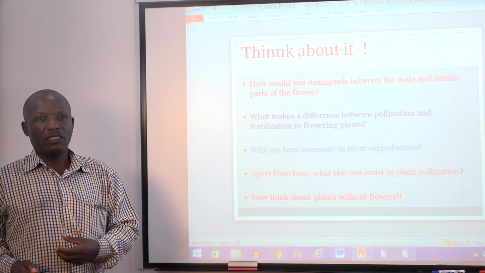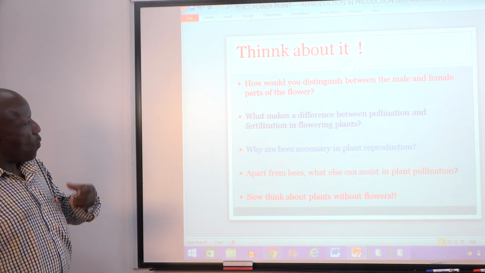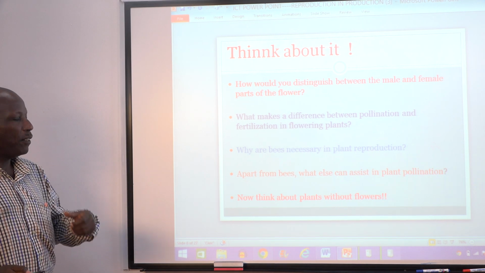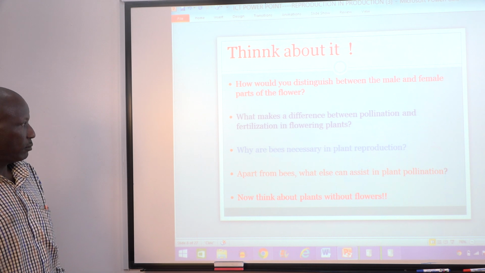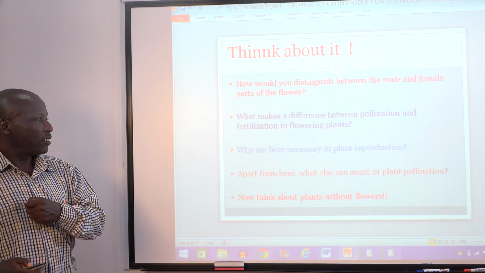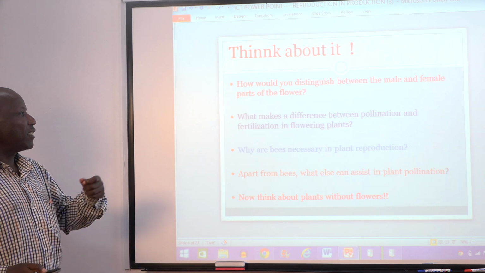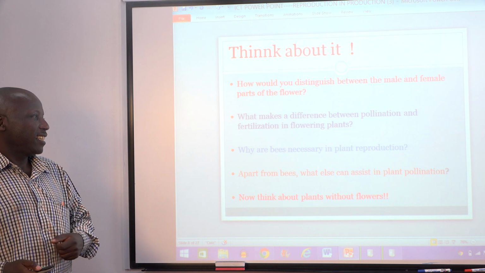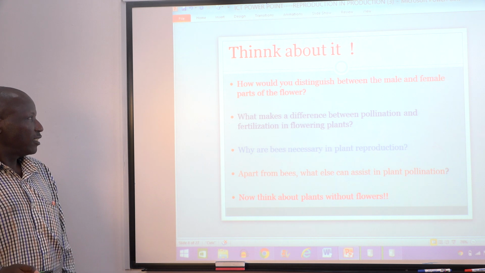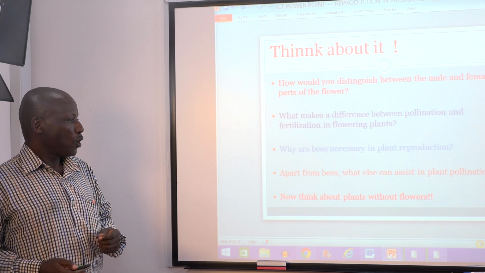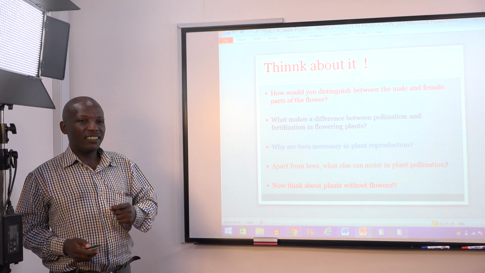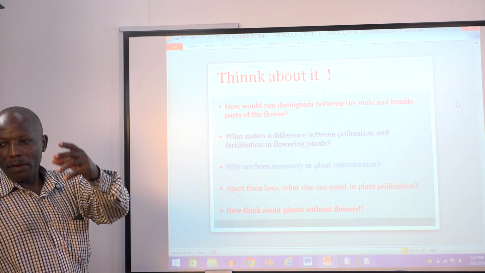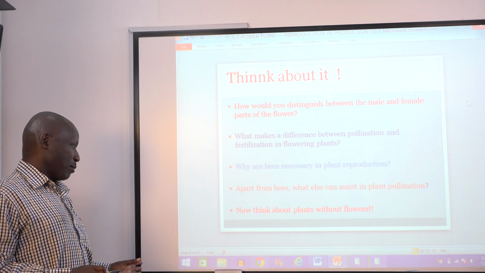Then think about this. How do you distinguish between a male reproductive organ of a plant and the female part of the flower? What makes the difference between pollination and fertilization in flowering plants? Why are these necessary in plant reproduction? Think also about, apart from bees, what else do you think can assist in plant pollination, that is, carrying male gametes to the female gametes?